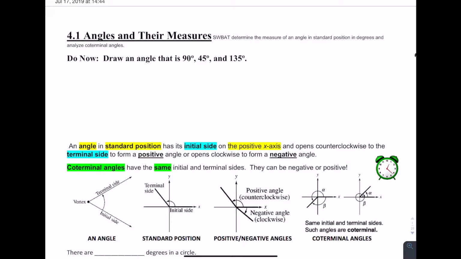Hello, ladies and gentlemen. So today we're going to be talking about angles and their measurements. This is the beginning of Unit 4. So our do now is this. Draw an angle that is 90 degrees. So that looks something like this.